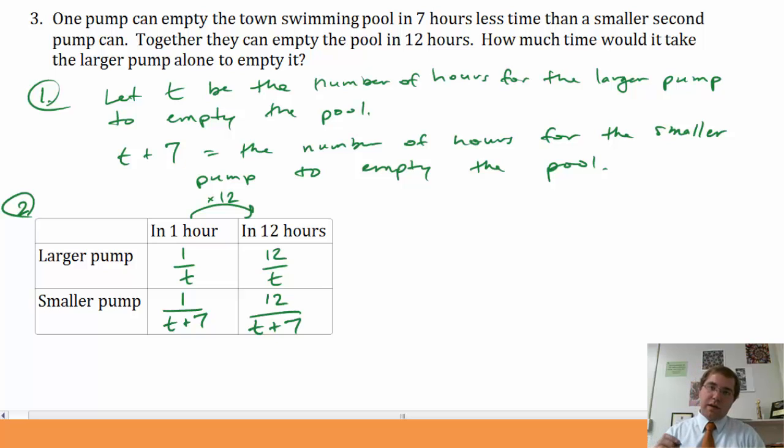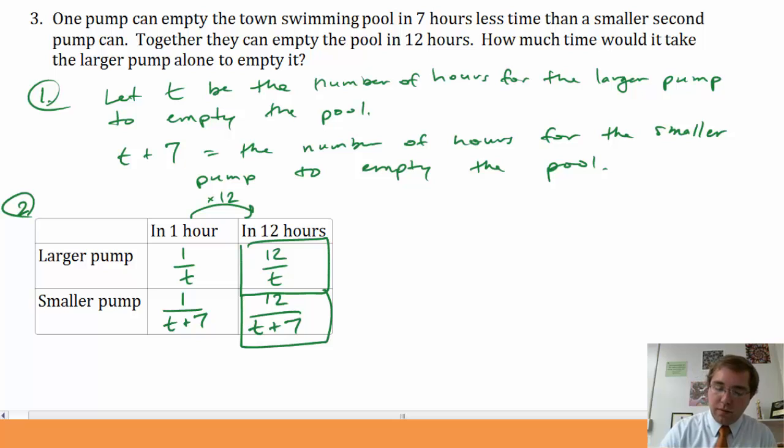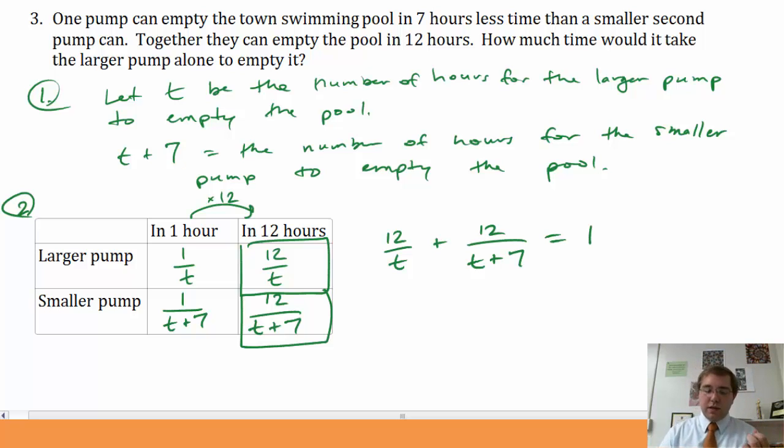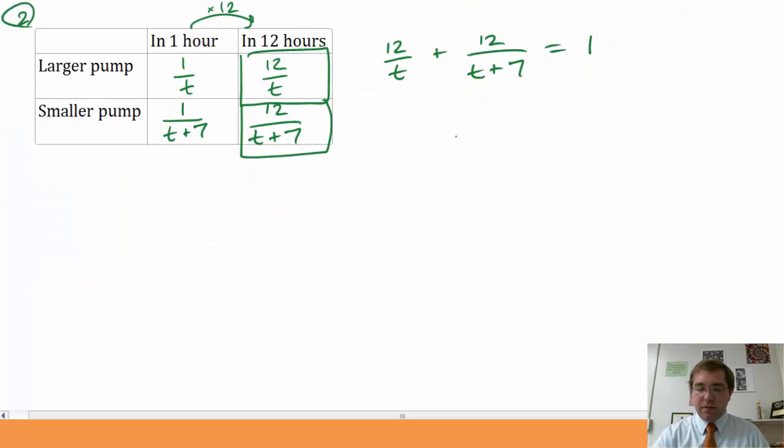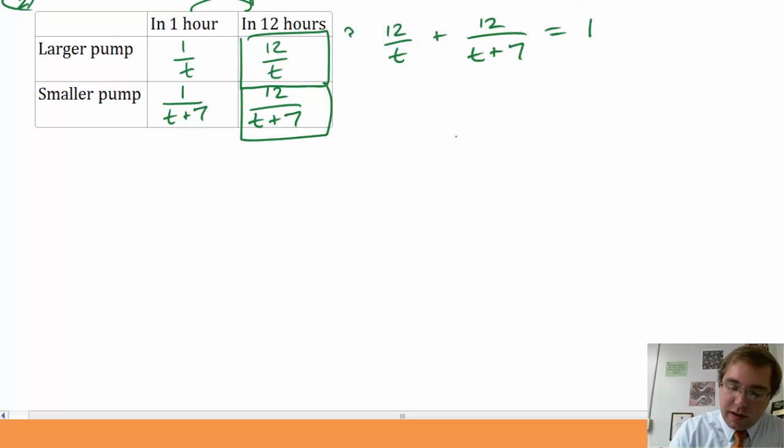Together, in 12 hours, they empty the whole pool. So in 12 hours, what the larger pump does, which is this box, plus what the smaller pump does, which is this box, equals the whole pool. So here's our equation. 12 over T plus 12 over T plus 7 has to be the whole pool, which is a fraction of 1. The fraction the larger pump does plus the fraction the smaller pump does equals the whole pool, which is 1. Now we're going to solve that equation. So that's our third step.